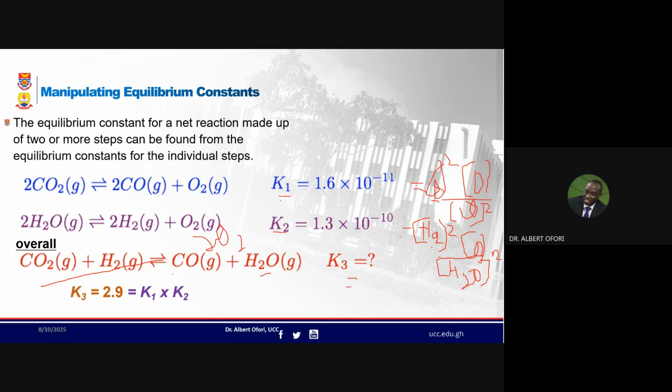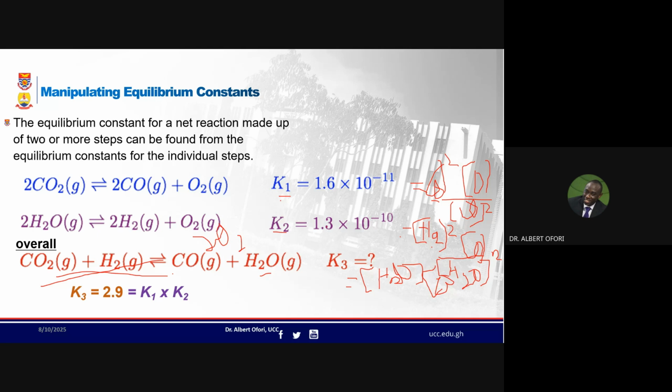So eventually, if you look at the overall equation for this K3 here, K3 is going to be the concentration of water times the concentration of carbon monoxide divided by the concentration of carbon dioxide and then divided by the concentration of hydrogen gas.